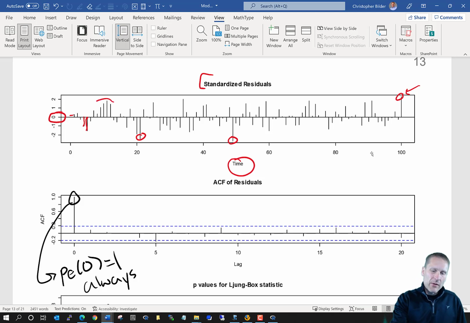The closest is maybe right here, where we have about 6 in a row that are all positive. But it's really not too bad. And here I have a few as well. But we're looking for larger trends than that. So from this, I don't think I really have issues with respect to this particular plot.